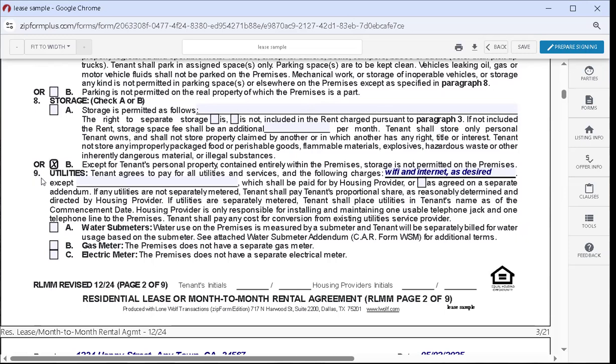So utilities, the tenant in this case is agreeing to pay for all utilities and services and the following: Wi-Fi and internet as they desire it. If they want it, they need to pay for it. We want to make sure that they don't think it's flying in the building or in the house and it's already there. Okay. So if they desire it, they can pay for it.